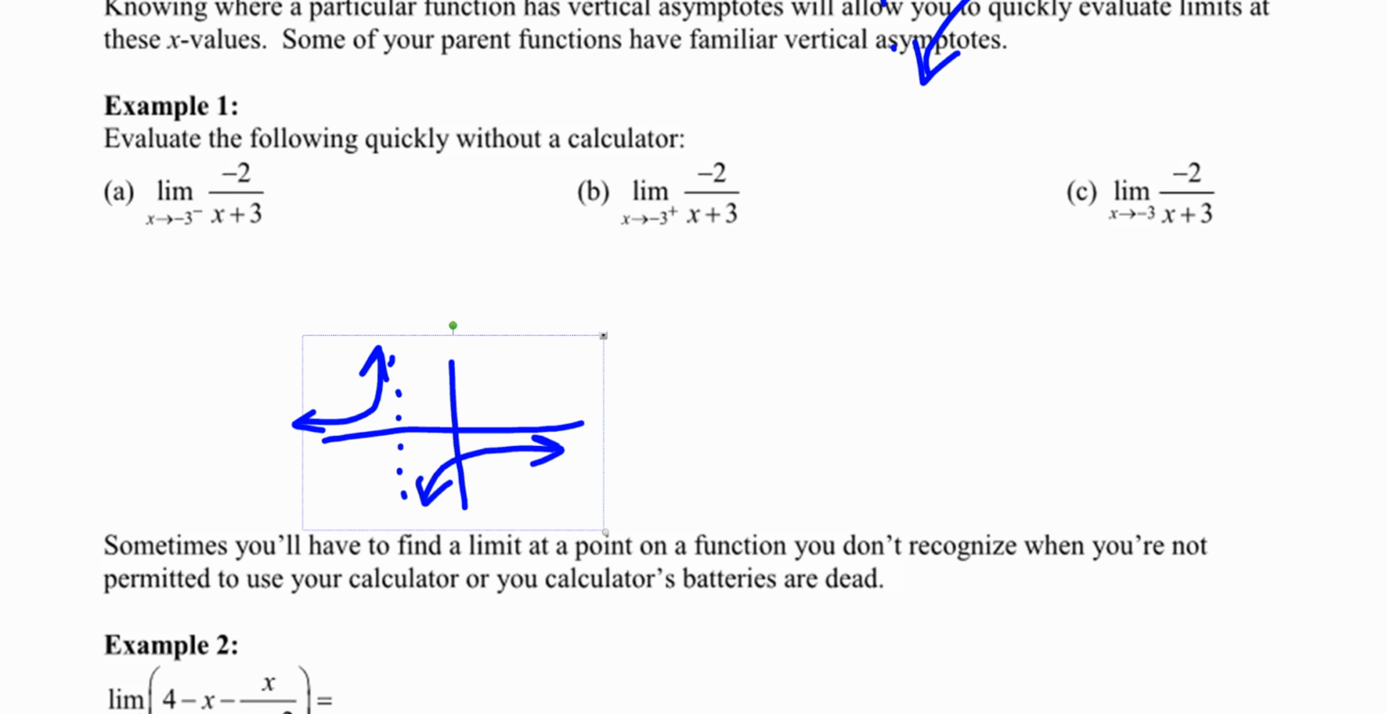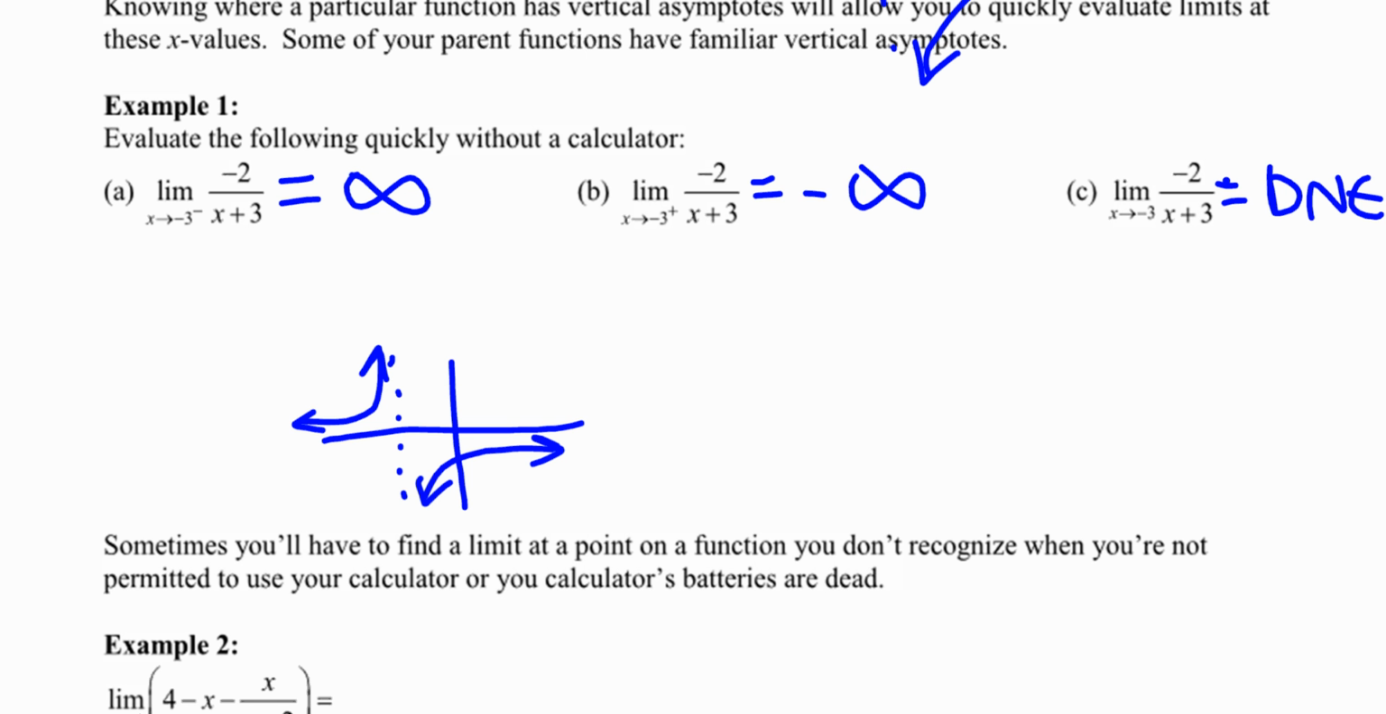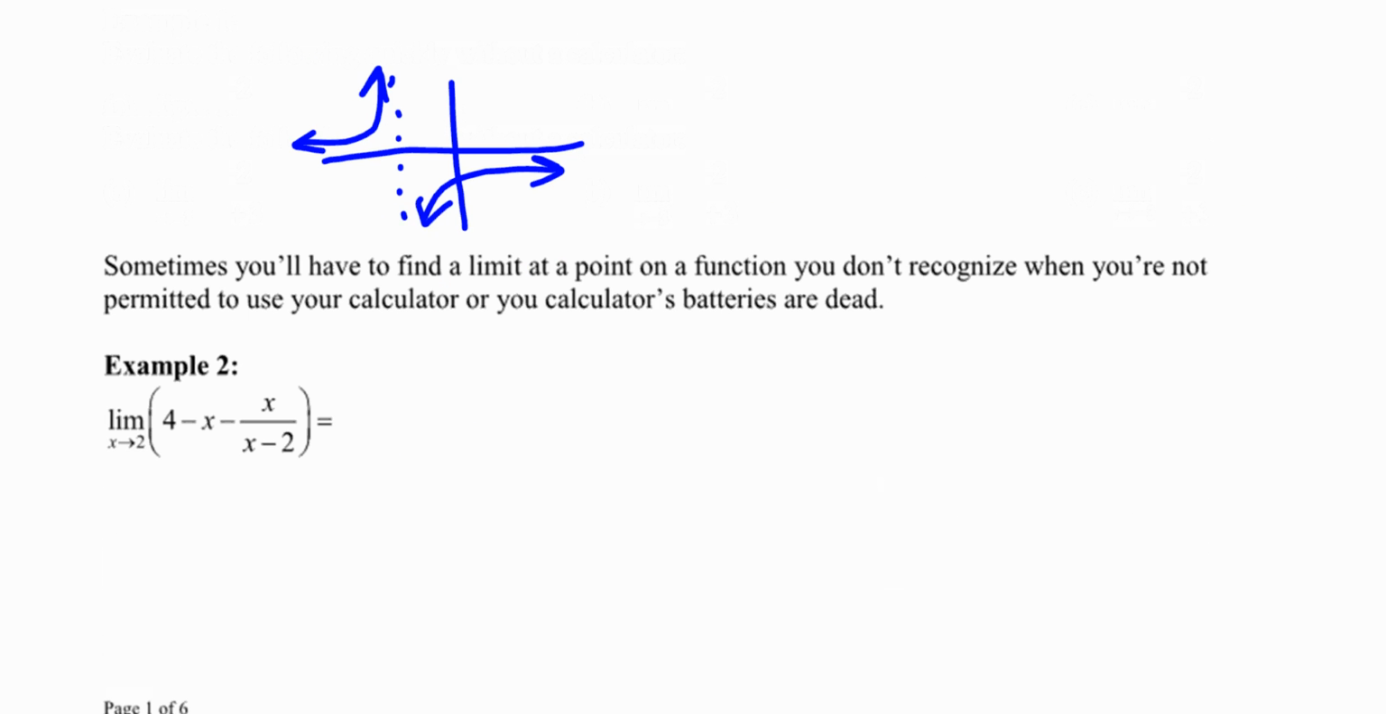So if we evaluate the limit as x approaches negative 3 from the left side, we would be going towards infinity. Okay, this part B, it's going from the right. So as we get closer and closer to negative 3 from the right, we get negative infinity. Okay, as x approaches negative 3, we're coming from both directions. They are not approaching the same number, so the limit does not exist. Remember, the left-hand limit doesn't equal the right-hand limit. Okay, those ones, pretty simple.